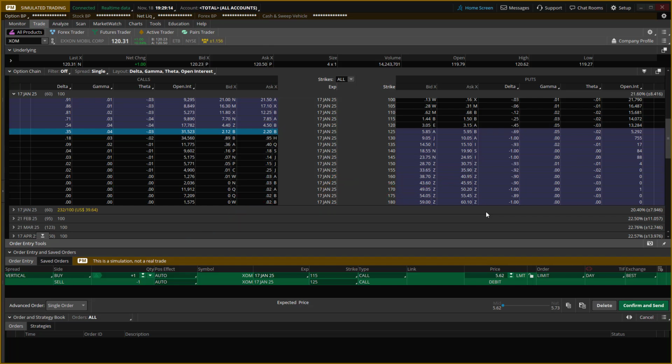Now, I'm going to show you why I don't actually consider myself a big debit spread trader, because the technical definition of the debit spread is that you do these trades all at the same time.